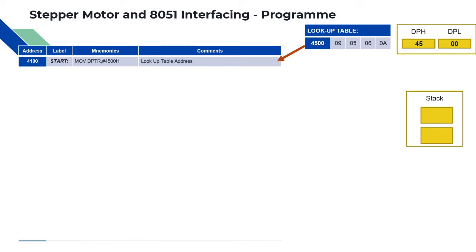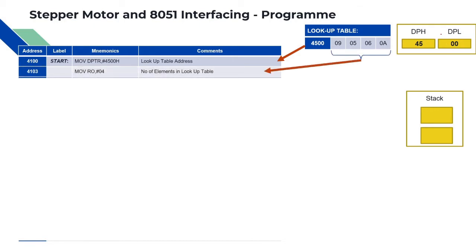So at the end of this, the instruction will lead to storing of 45 in DPH and 00 in DPL. Then we are having a register R0 which is going to hold the number of elements in the lookup table. Currently the number of elements is 4. So 04 is stored in a particular register R0, which will help us to make this loop easy.